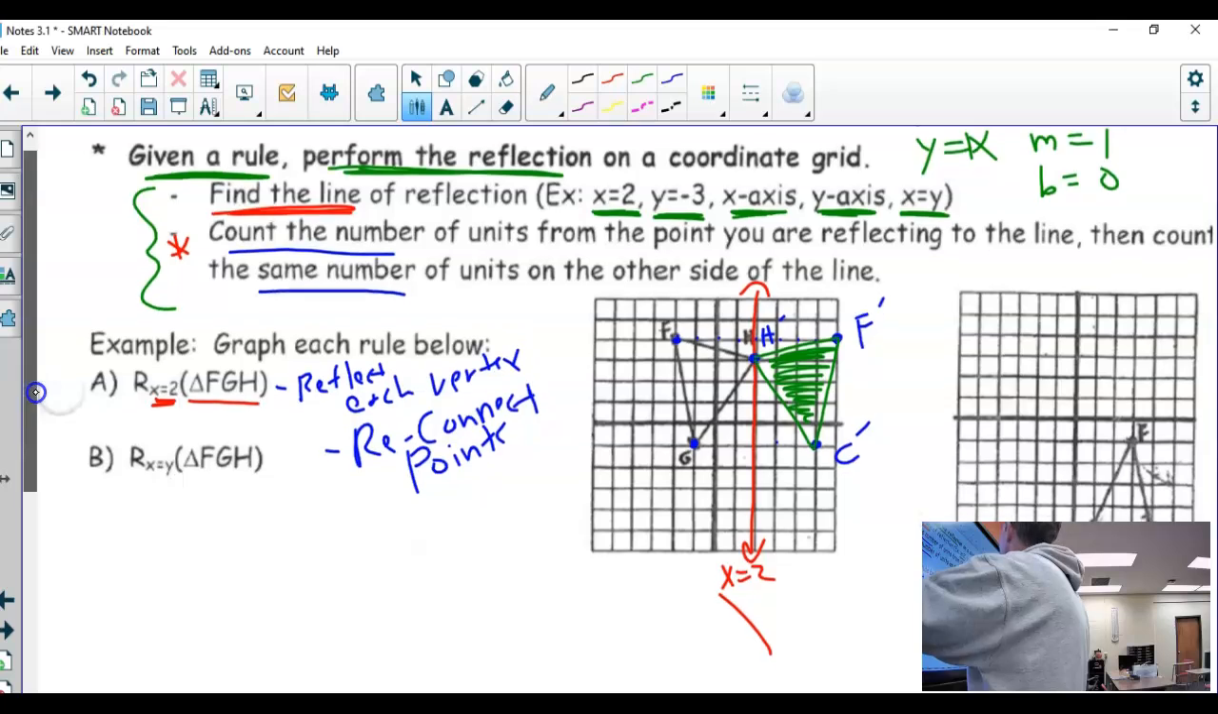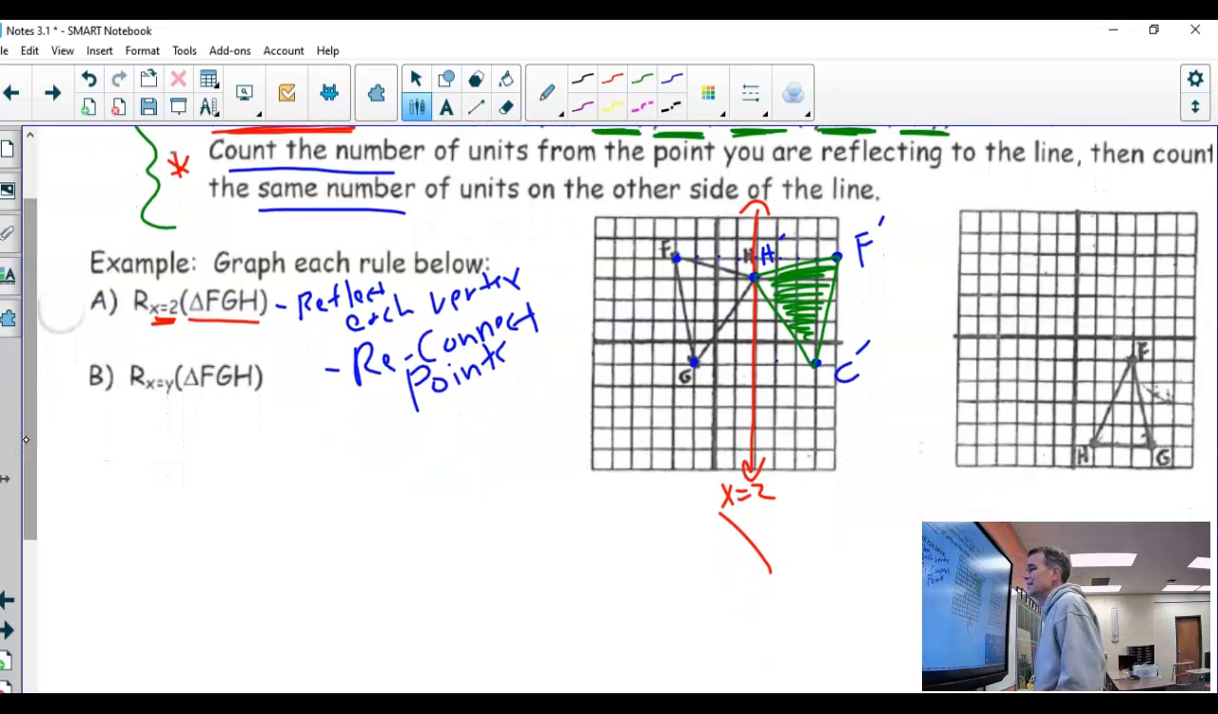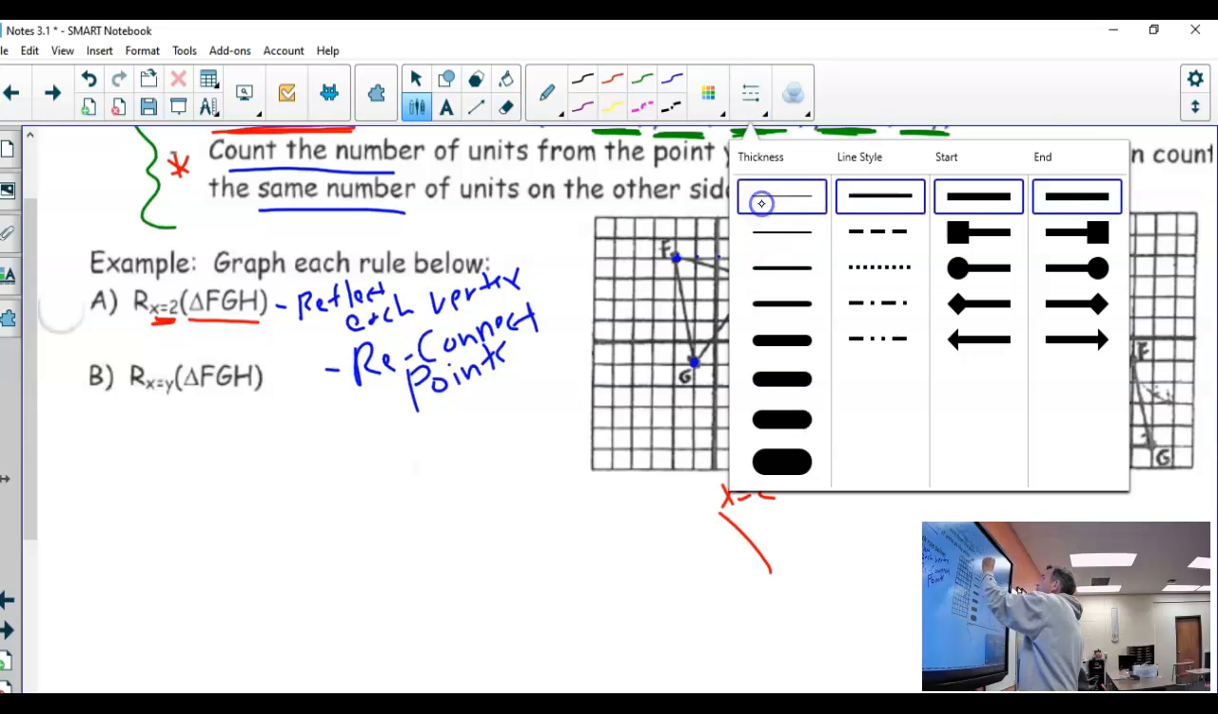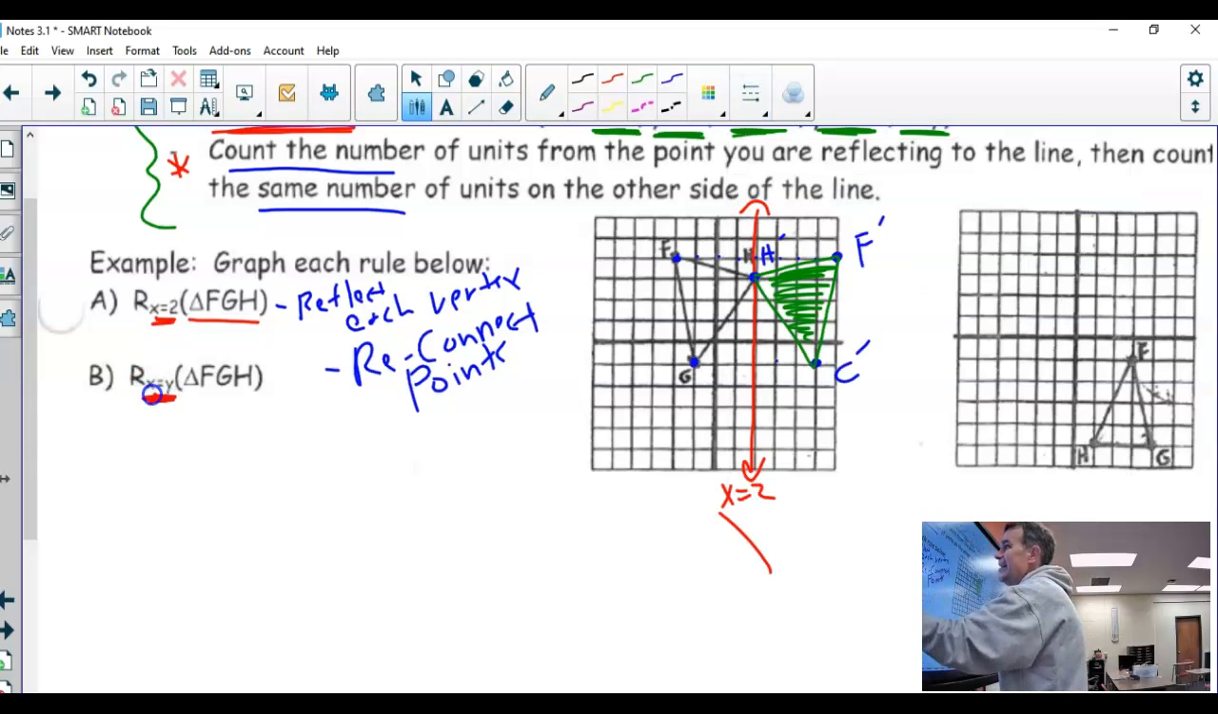And to do the other one, I'm going to go up a little bit. Here we go. All right, so on this one, my line of reflection is the line x equals y. So that is this line that goes through 0, 0. It goes up 1 over 1, up 1 over 1, up 1 over 1, and so on. It's just this perfectly diagonal line that goes through 0, 0. That is the line x equals y.